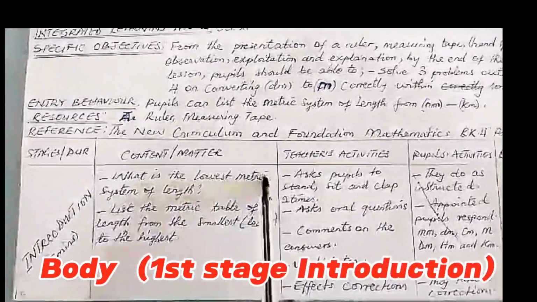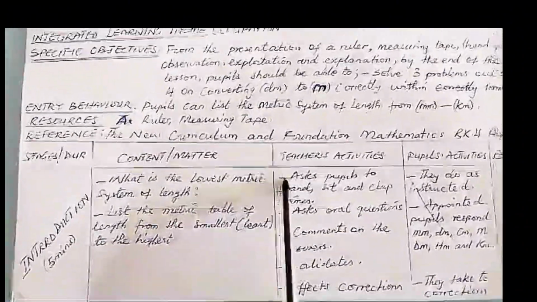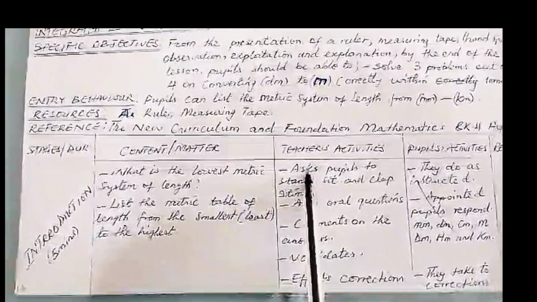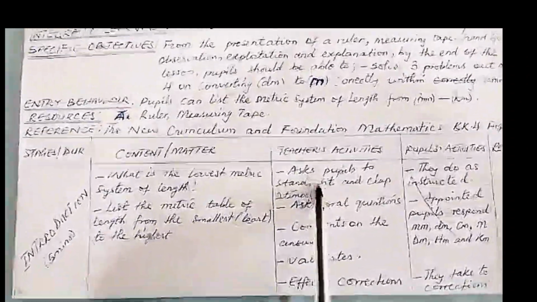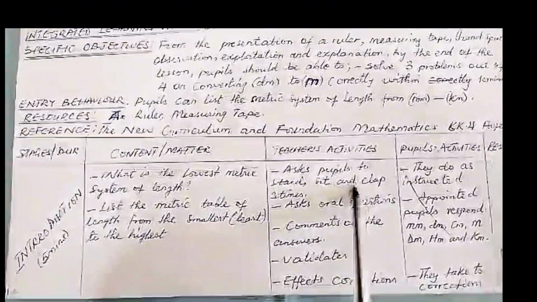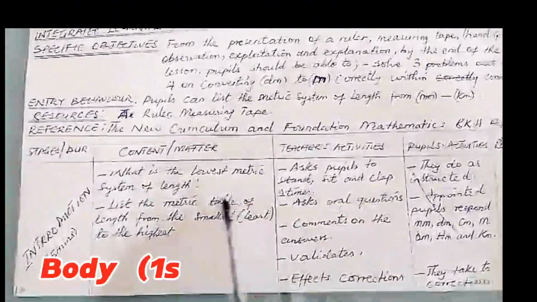Now what is the lowest metric system of length? The teacher asks pupils to stand, sit, clap, and all of that 2 times. That's what he's going to do before asking the question, and the pupils are going to follow suit. Then he's going to ask them oral questions.